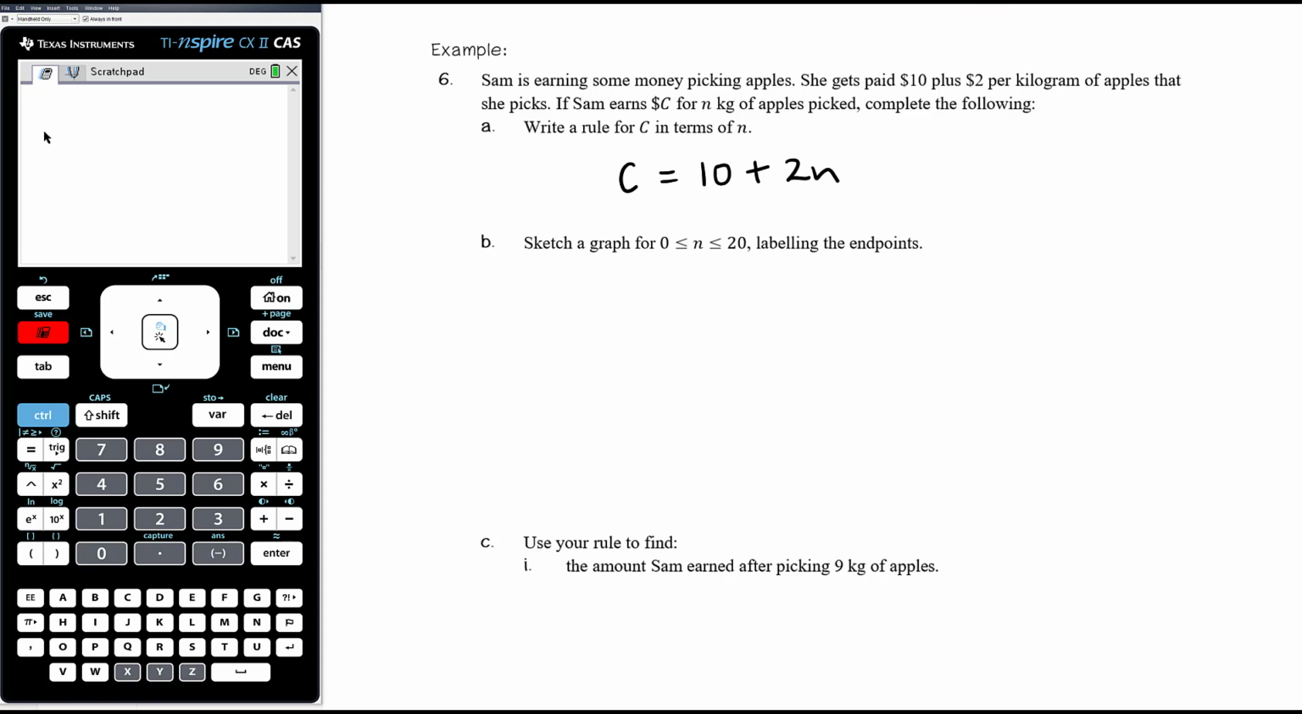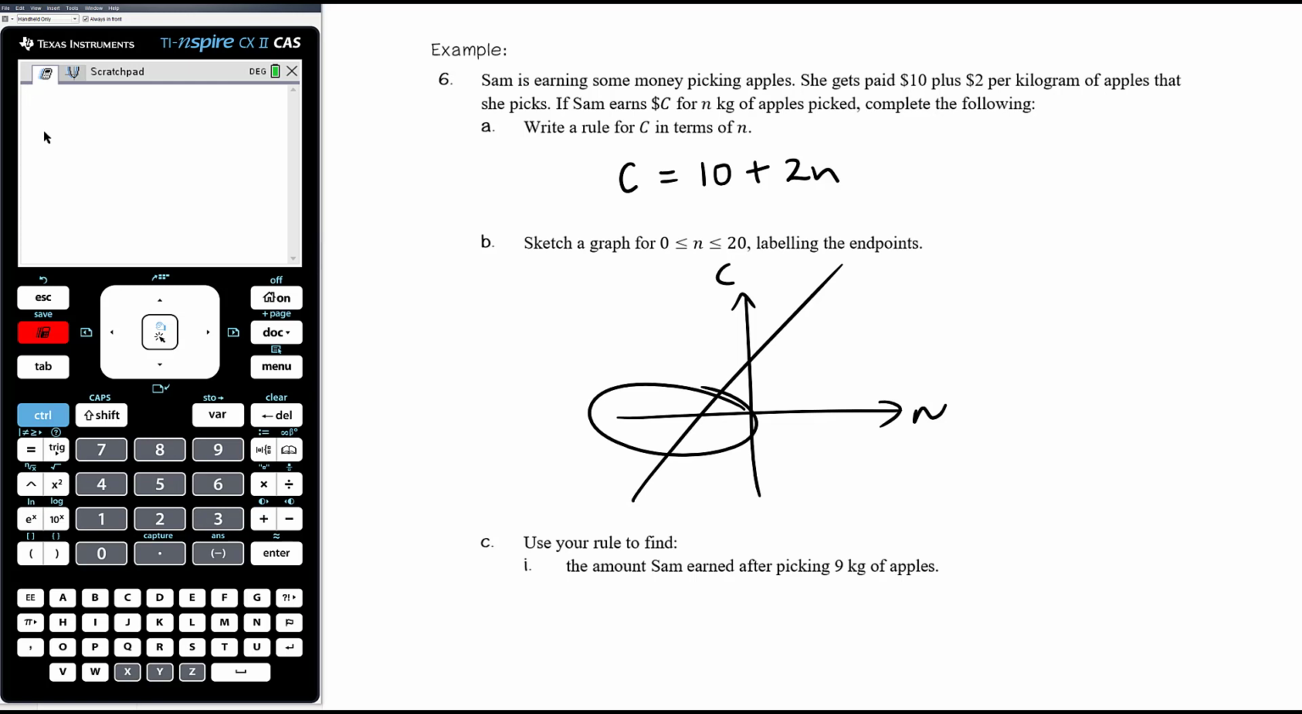Part B, we want to sketch a graph for this range of n values. So the point here is we just want to sketch the graph for a specific range of n values. So it doesn't make sense here. When we've got an application problem, I'm just going to do a rough sketch. If this was n and this was c, it doesn't make sense to draw a line where you get negative n, because n is the number of kilograms of apples picked. She can't pick negative apples. So there shouldn't be anything back here.